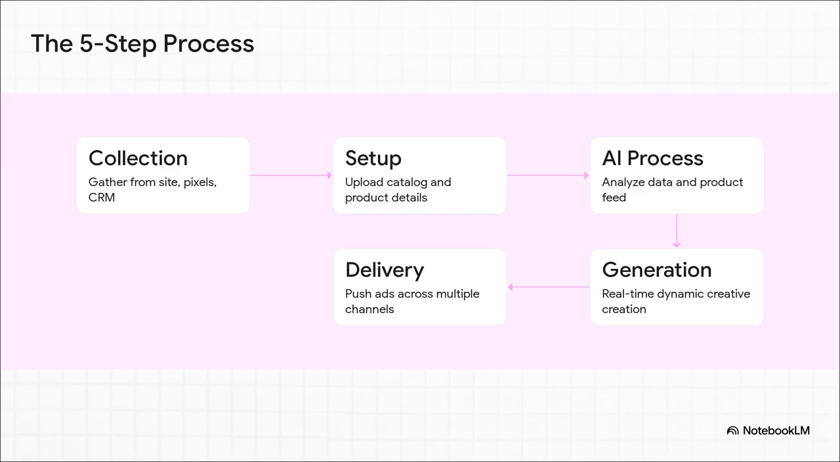After you handle those first 2 setup steps, the platform totally takes over. In step 3, the AI and machine learning process analyzes all that data. Then in step 4, the platform fully handles the dynamic creative generation in real time. Finally, step 5 is ad delivery, pushing these perfectly tailored ads to the user across multiple channels. Basically, you handle the foundational setup and the AI effortlessly handles the real-time creation and delivery.